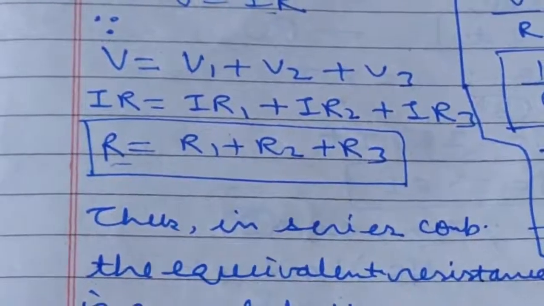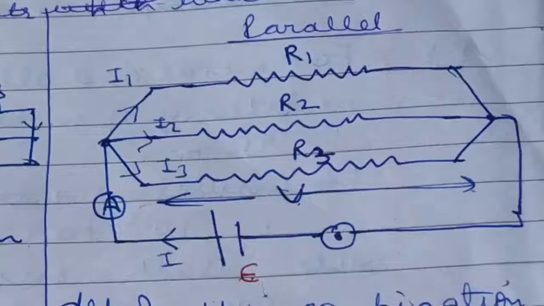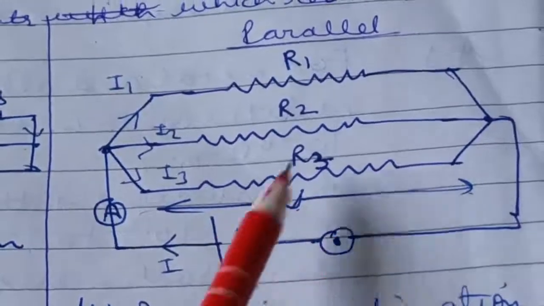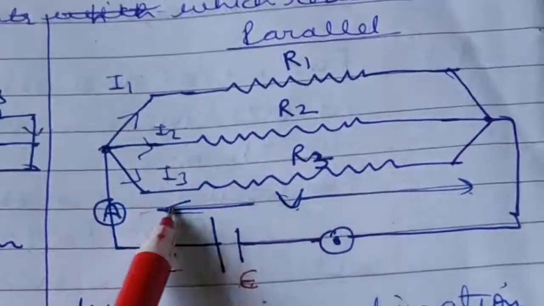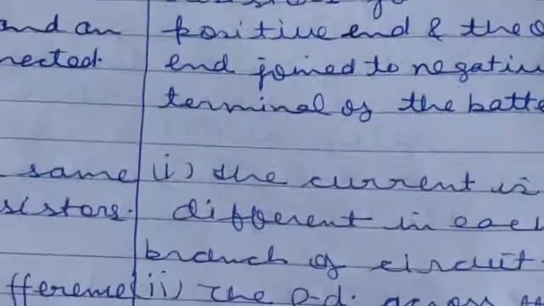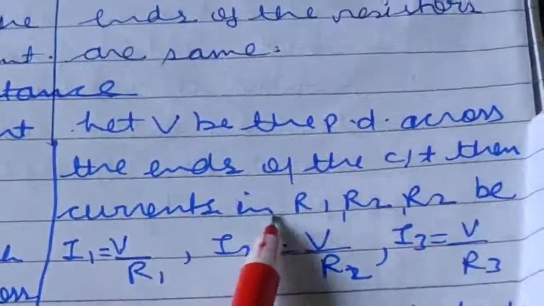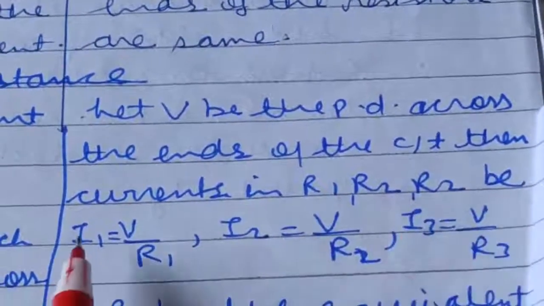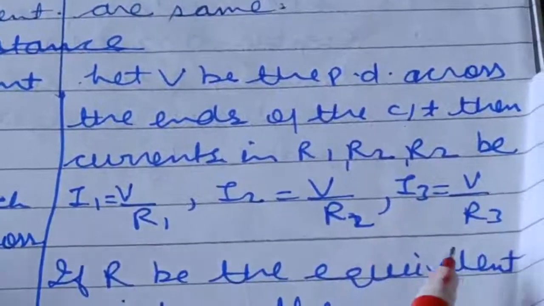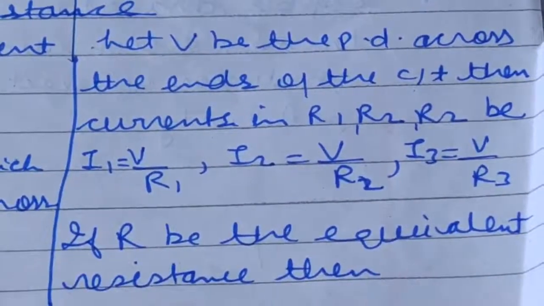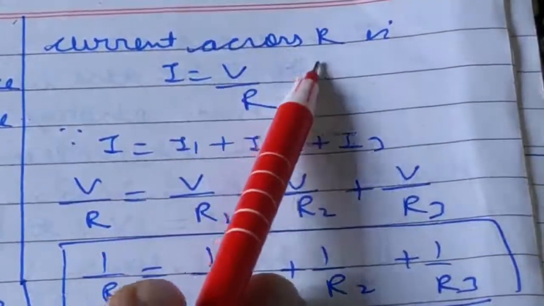Okay, now we will see how can we calculate equivalent resistance in parallel combination. For this, assume that the current in individual resistances are I1, I2, I3 and potential difference is V. Let V be the potential difference across ends of the circuit. Then current in the R1, R2, R3 will be I1 is V upon R1, I2 is V upon R2 and I3 is V upon R3. If R be the equivalent resistance, then current across capital R, the equivalent resistance, will be V upon R.